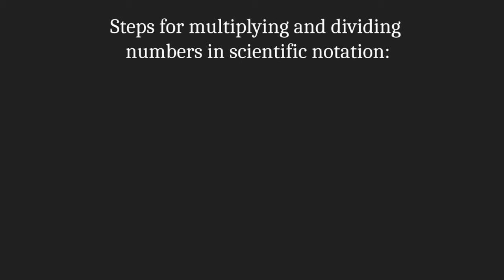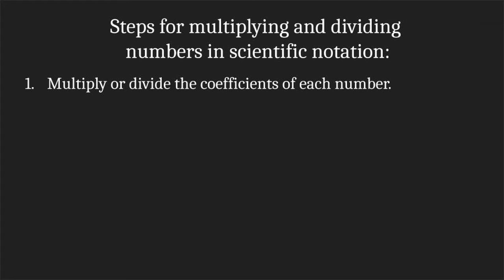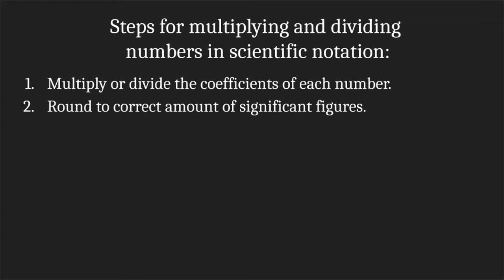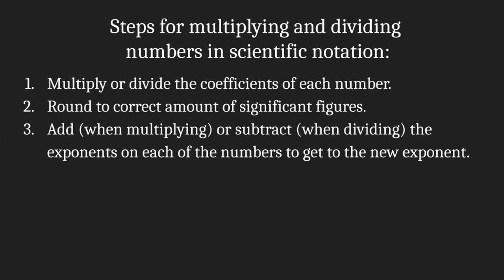So first, we're going to go over how to multiply and divide numbers in scientific notation. Our first step is to multiply or divide the coefficients as we usually would, and then round that to the correct amount of significant figures. Then we have to deal with our exponent. If we're multiplying, we add the exponents, and if we're dividing, we subtract the exponents. And that will give us our new exponent.